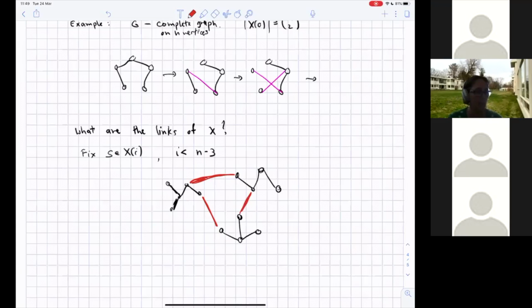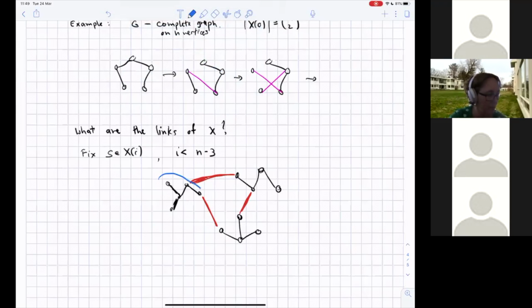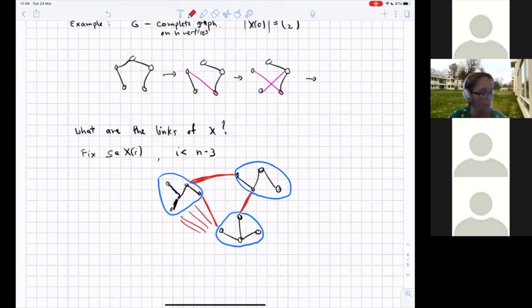Basically, the only edges that are allowed are the edges that connect two connected components. So really what I care about in S is the fact that it is a forest, and in this case it has 3 connected components. And then I need to look at all the edges in G that connect any pair of components. All these are the nodes in the link of S.